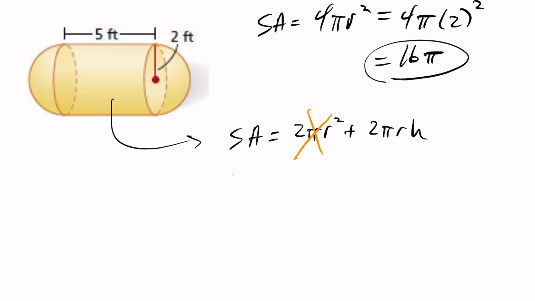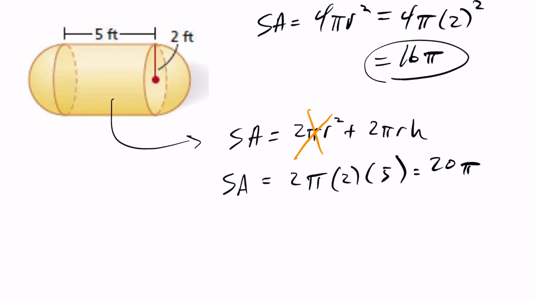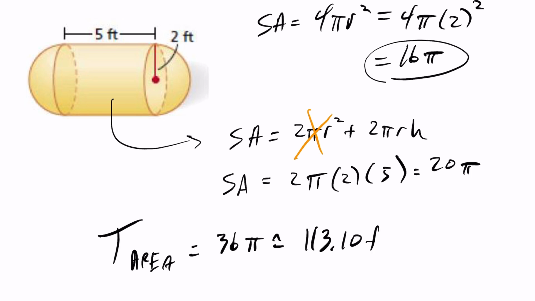So the surface area formula that I'm interested in is really just the lateral area of this shape here. So this is going to be 2 pi times the radius, which is 2, times the height, which is 5. And that's going to give us 20 pi. So my total surface area is just the sum of both of these. You'll notice here I got 20 pi and 16 pi. It's going to be 36 pi. And if you go ahead and get this to a decimal place, 36 pi equals approximately 113.10 square feet. And that would be representing the surface area of this object.